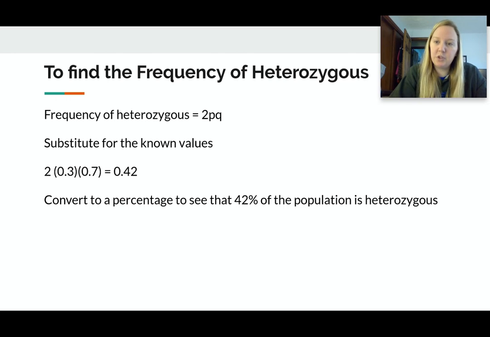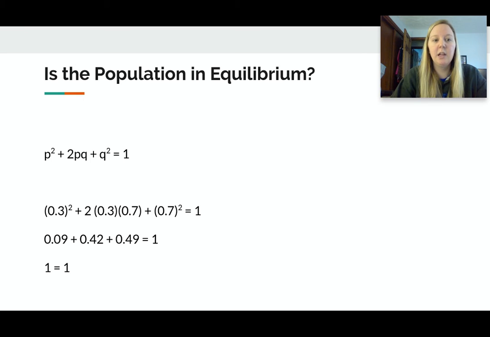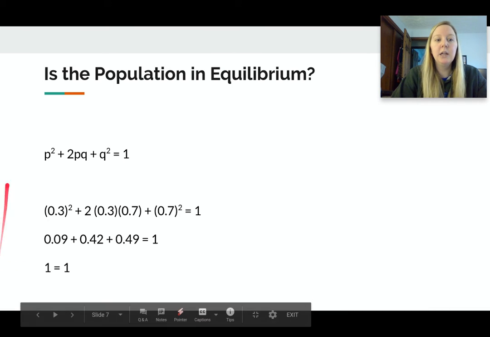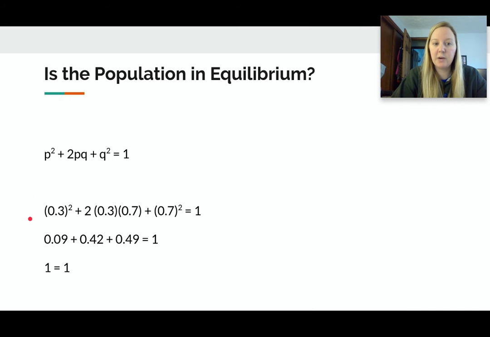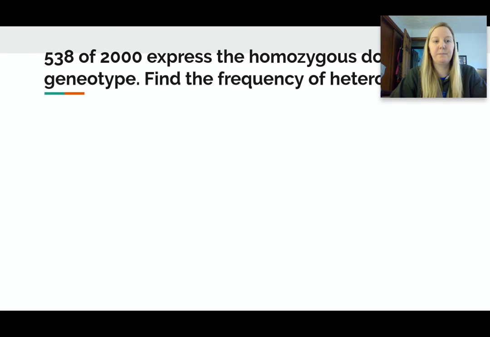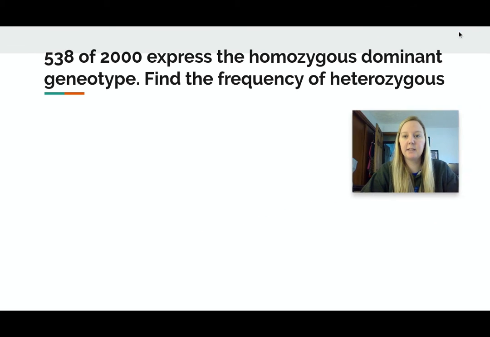I do ask that when we're doing Hardy-Weinberg, you show all your work, and I'm going to show you a practice problem on how to show all your work. You can take Hardy-Weinberg a step further. Some questions will ask, is this population in equilibrium? And all you do is plug in all of your values here. You take your p and square it, your 2pq, and your q and square it, and you find that this population is in fact in equilibrium. Let's take a look at a practice problem, and I'm going to do it out for you so you guys can see it.